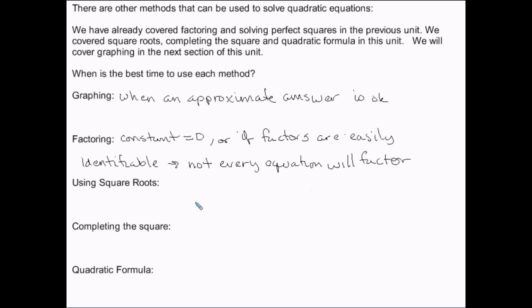Square roots, well, square roots can be used if you can write it as x squared equals n. So you can be in this situation and take the square root of both sides. So you want no x term, just x squared and a number. Completing the square. It can be used for any equation.